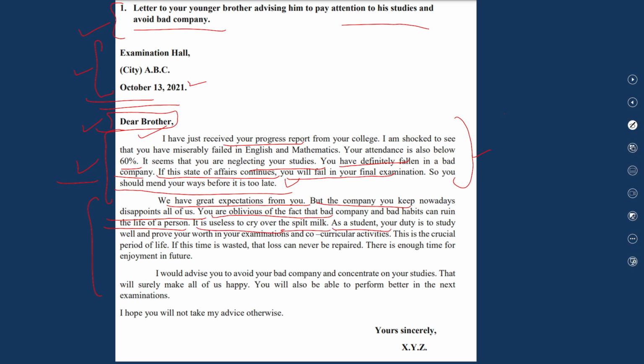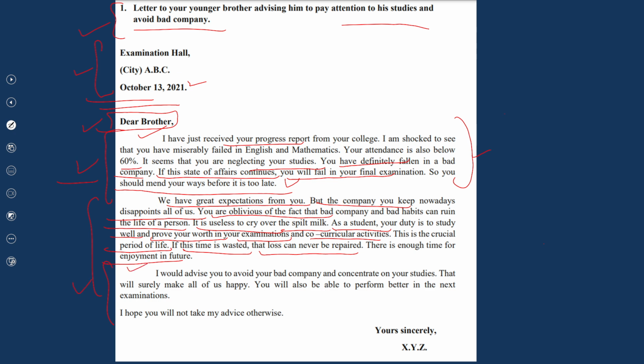As a student, your duty is to study well and prove your worth in your examinations and co-curricular activities. This is the crucial period of life. If this time is wasted, then the loss can never be repaired. There is enough time for enjoyment in future. This is the closing paragraph.